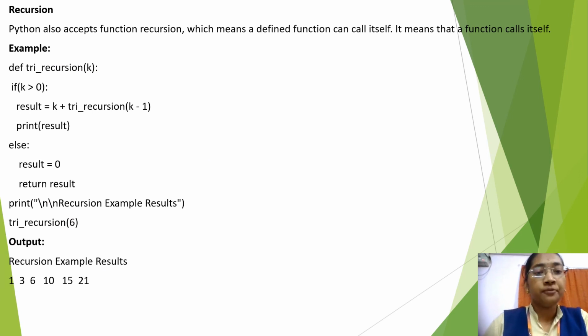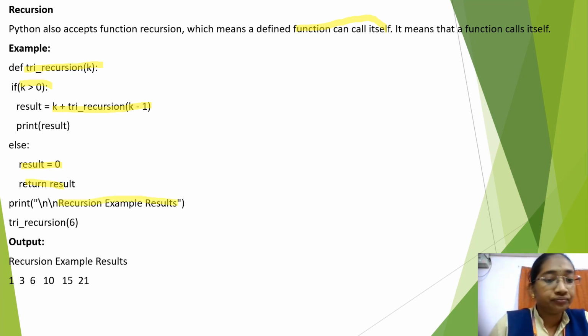Python also accepts function recursion. It means a function calling itself is called a recursive function. One example: def try_recursion(k): if k > 0: result = k + try_recursion(k - 1); print(result); else: result = 0; return result. Now print("Recursion Example Results"). Now try_recursion(6).